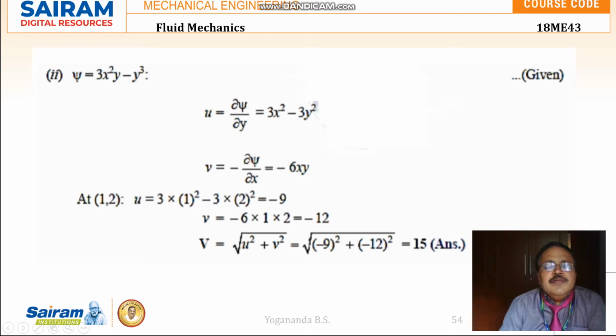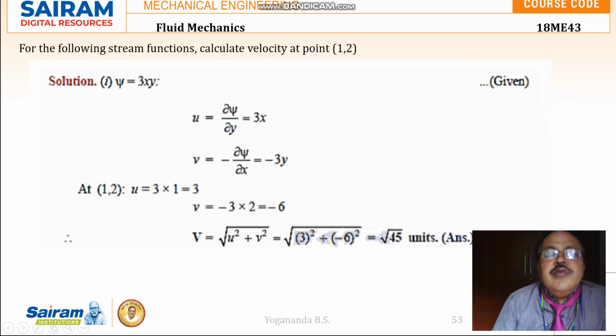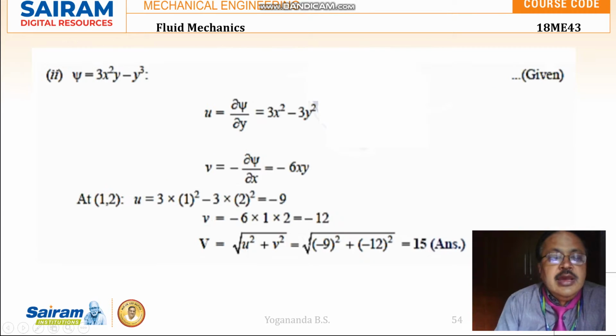Similarly, velocity v is the partial derivative with negative sign of psi with respect to x, which gives the velocity in the y direction. We don't have x in the second term, so it is 0 there. In the first term, d by dx of 3x square y is 6xy, so v is minus 6xy. The given point is (1, 2).